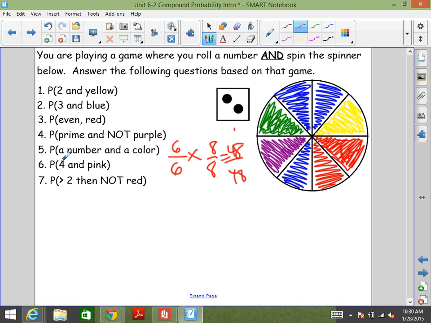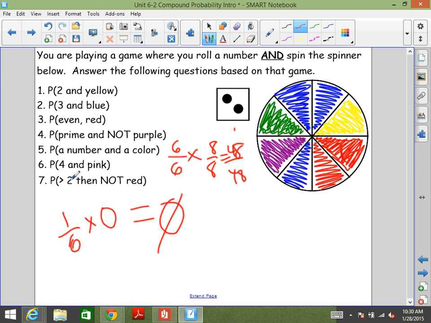What about number 6? Probability of getting a 4. 1 out of 6. Probability of getting a pink over here. 0. Anything times 0 is? It's impossible. You can get a 4, but you can't get a 4 and then spin and get pink. That's the problem. You can't do both because there's no pink. That's why 0.